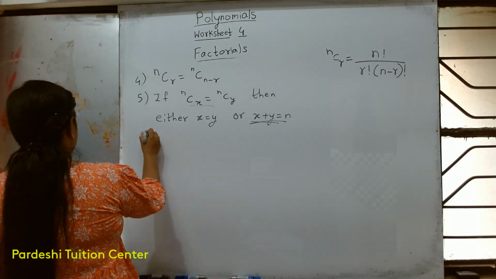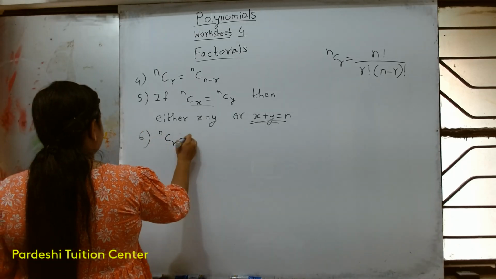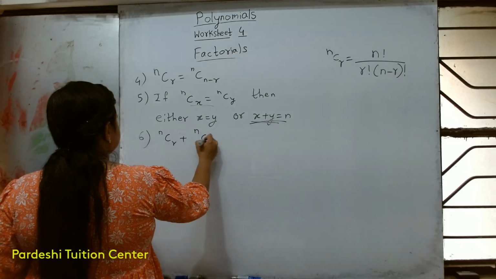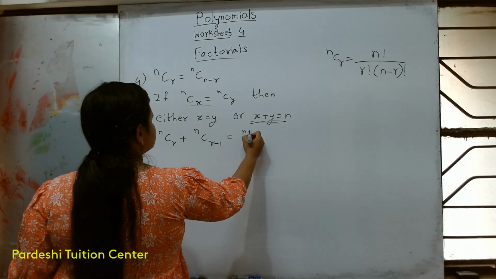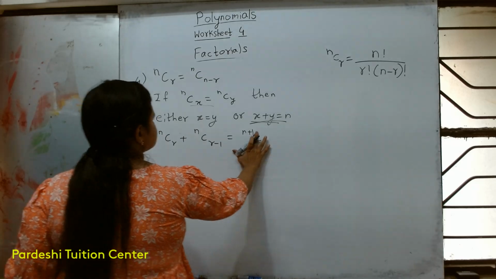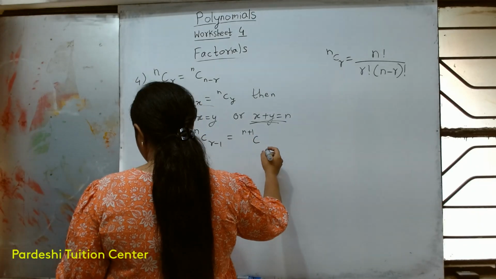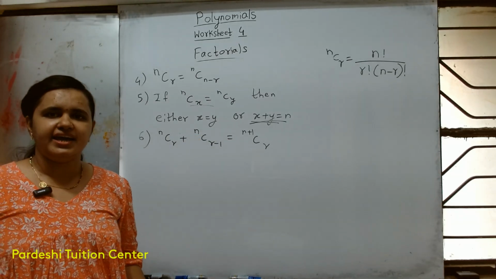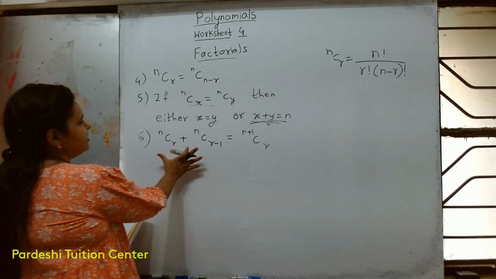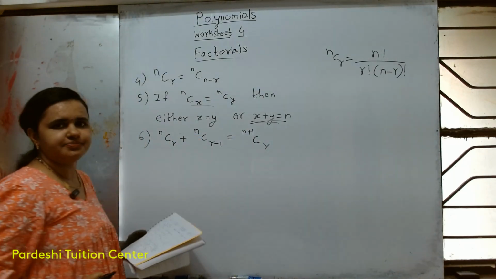Now, the sixth one is nCr plus nC(r minus 1) equals (n plus 1)Cr. You can just put in the values of n and r and check whether this is equal to this one.